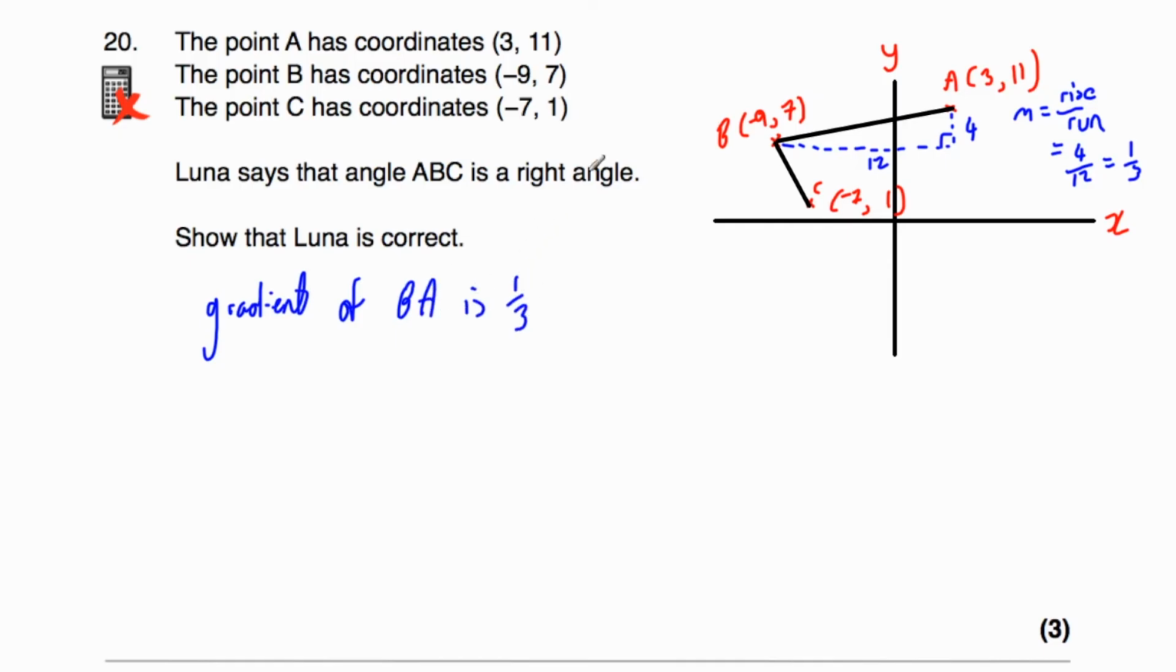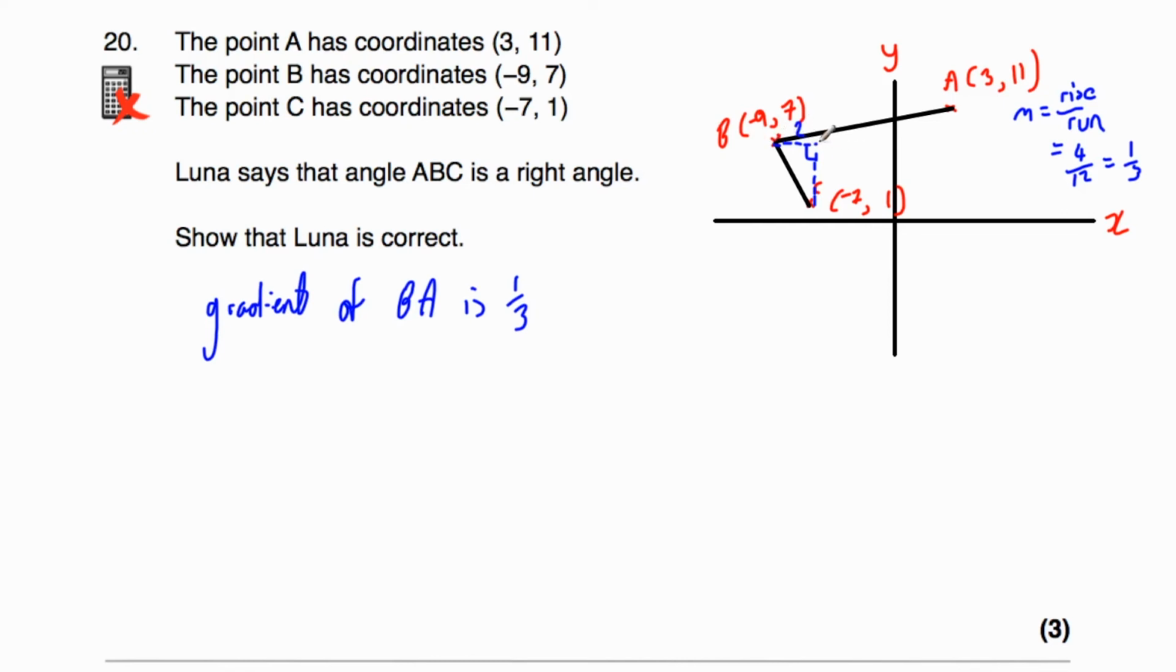Now let's find the gradient of the line BC. So we need to find the gradient of this line BC. So to do that, let's do our little triangle again. And we're going to start at B and we're going to go across and then we're going to go down to C. So like so. So we've got our little right angle triangle. So in terms of our run, we're going from -9 to -7. So it's got a run of 2.